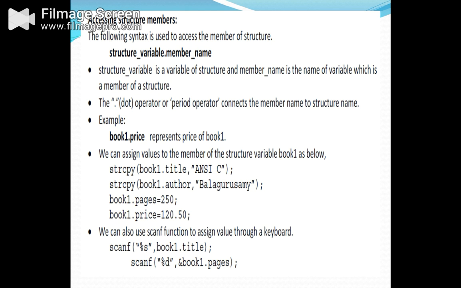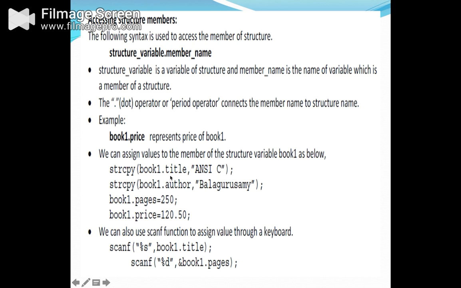Now let's learn how to access a structure member. As I told you earlier with an example, accessing a member or an attribute of a structure is done with the help of the dot operator. This operator will connect you with the attribute or the member. The format is the structure variable, whatever it is, dot the member name. For example, you want to connect to book1.title.